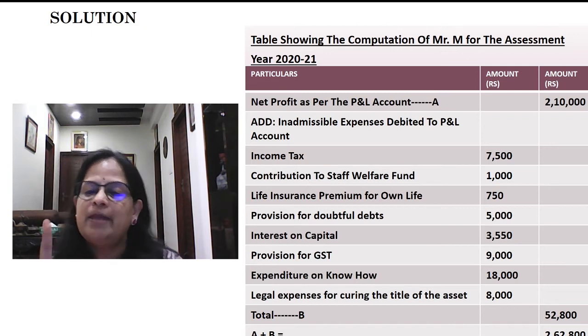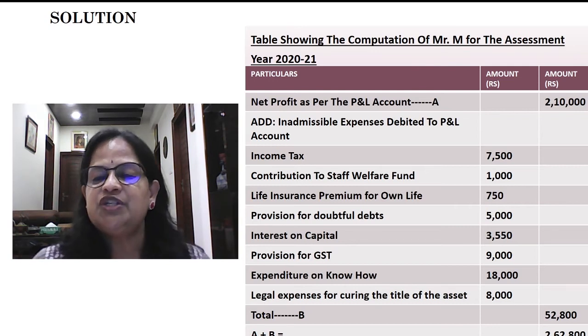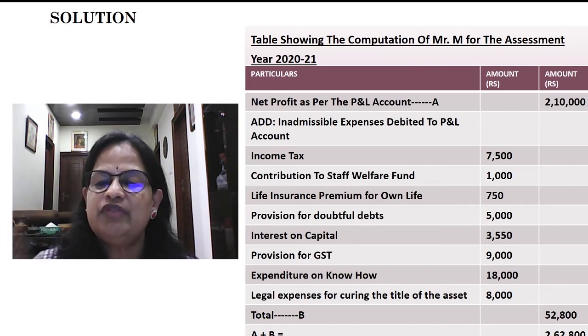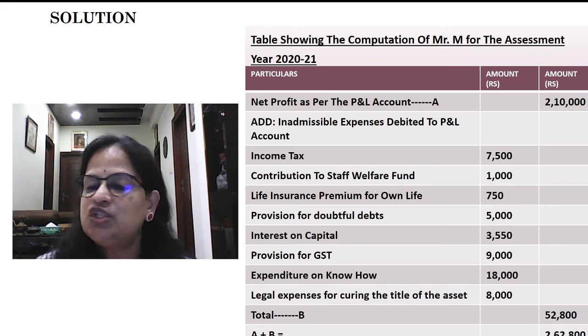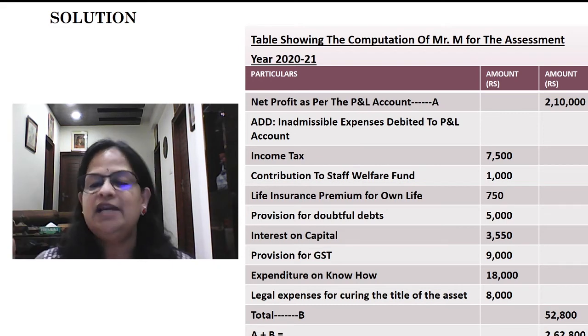Expenditure on know-how, capital expenditure. But depreciation, it's not mentioned. You have to remember, 25% you have to charge. Legal expenses for curing the title of the asset. It's not allowed because any legal expenses.